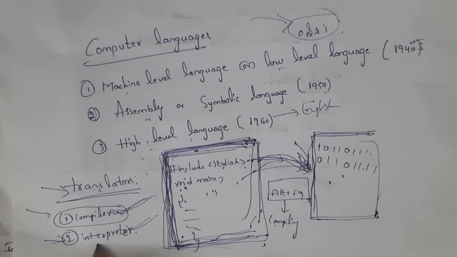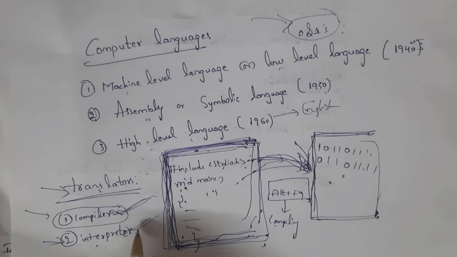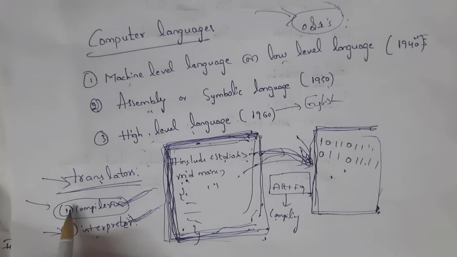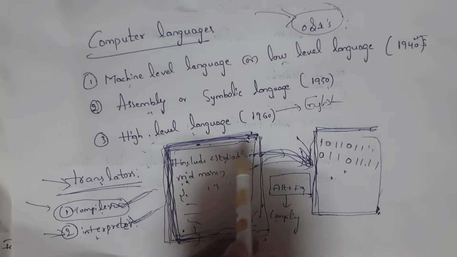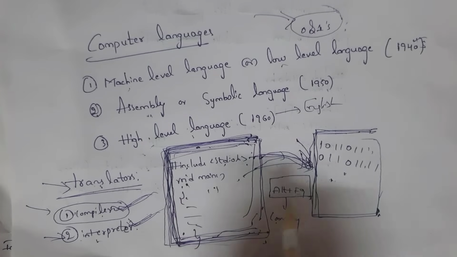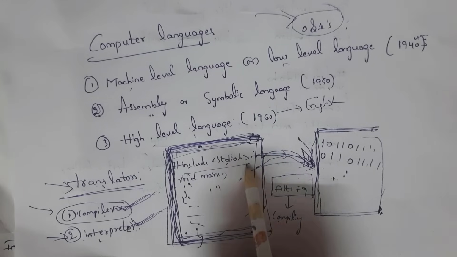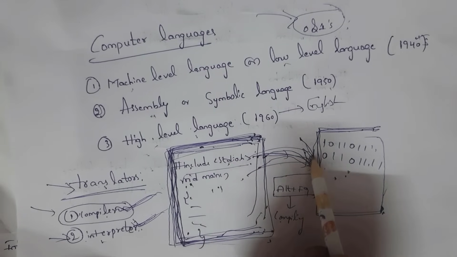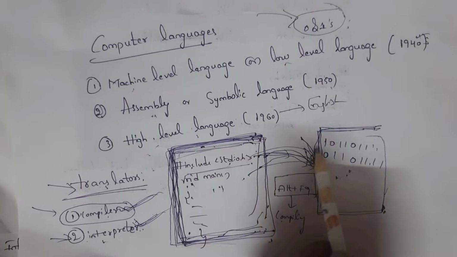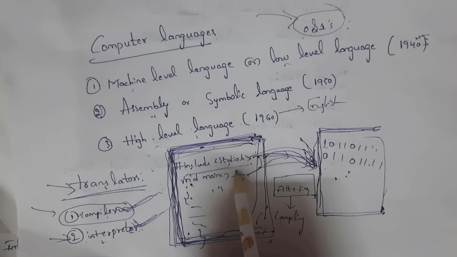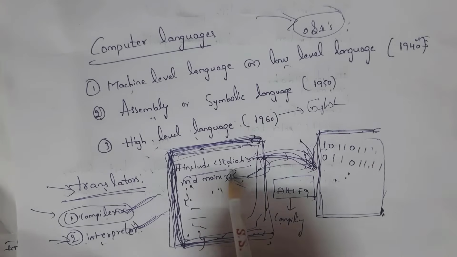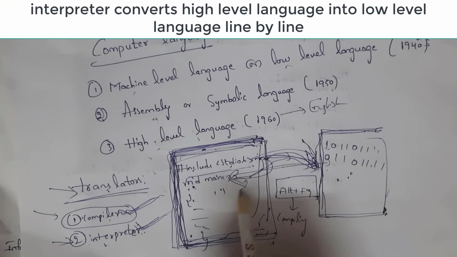Next one is interpreter. An interpreter also converts high level language into low level language. We use this interpreter in Java. The difference between compiler and interpreter is that a compiler converts the entire program into low level language at a time, whereas an interpreter takes one line and converts it into low level language. Only after that does it go to the next line, and again it converts that line into low level language. After that it goes to the third line, and so on.